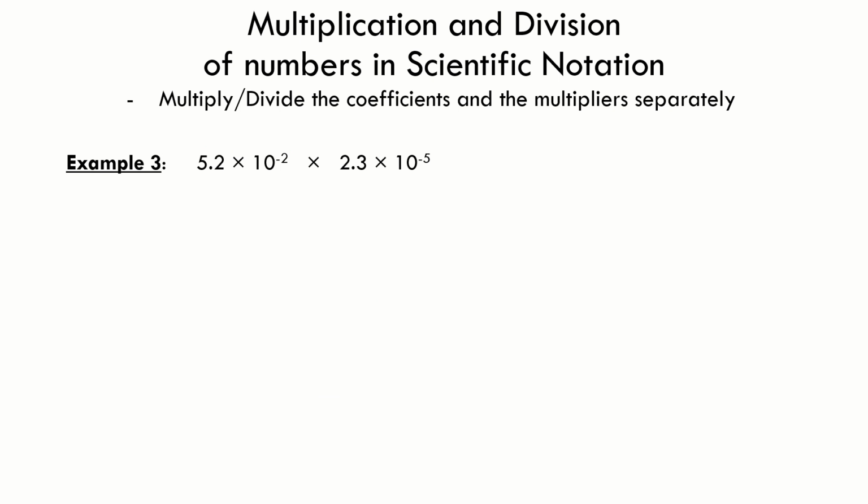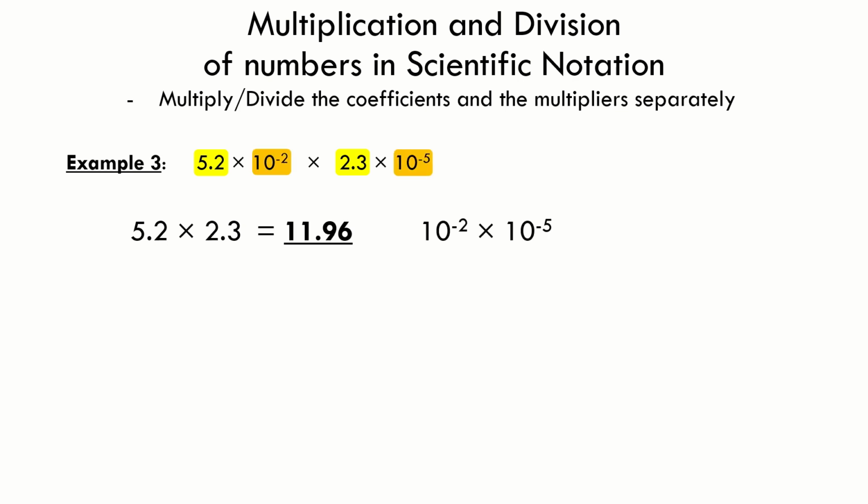Example 3. 5.2 times 10 to the negative 2 times 2.3 times 10 to the negative 5. So, multiplication ulit. Multiply lang natin yung coefficients. 5.2 times 2.3 is 11.96. Multiply lang natin ang multipliers. 10 to the negative 2 times 10 to the negative 5 ay 10 to the negative 7. Pagsamahin ang sagot, 11.96 times 10 to the negative 7.